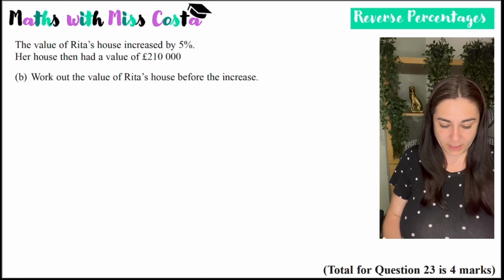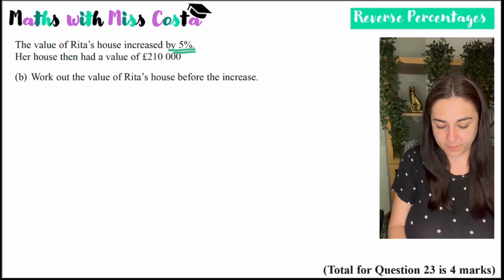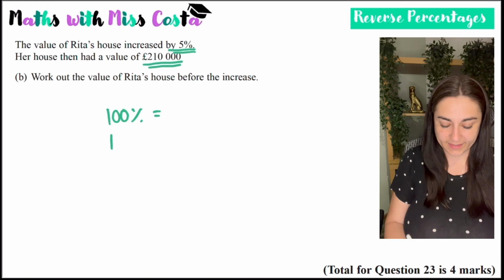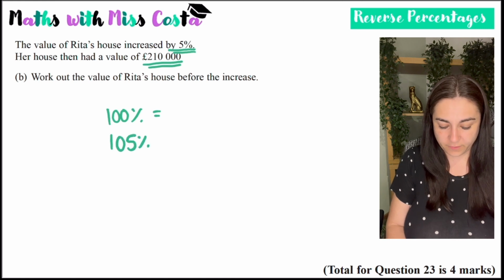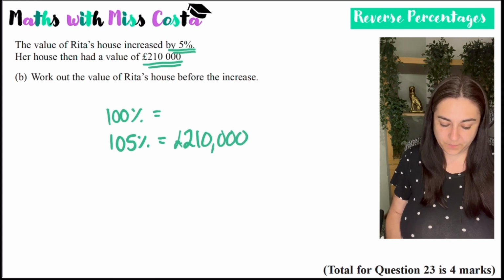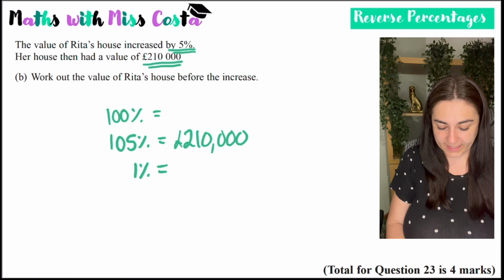Then it says the value of Rita's house increased by 5%. The house then had a value of £210,000. So her original value was 100%. I don't know what that is, but I know that 105% is equal to £210,000. So what I can do is figure out what 1% is.